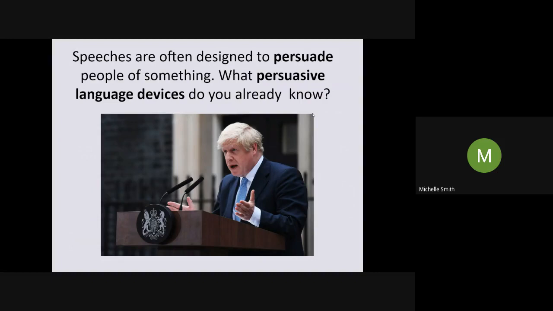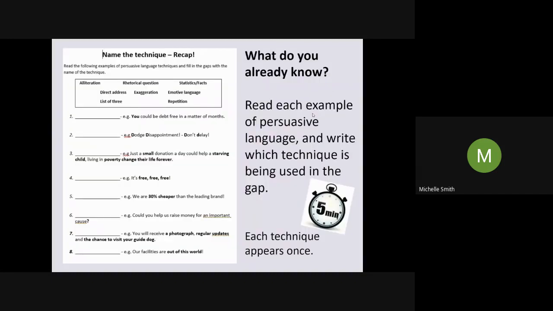All right. So what we're going to do to see what you know is, I want you to fill in this name the technique. So it's a recap sheet here. Now, each example, 1 to 8, gives you a sentence which includes a persuasive language device. And I want you to write what technique you think is being used where we've got this sort of blank at the beginning. Now, each technique only appears once, and they're all in this little bank at the top.